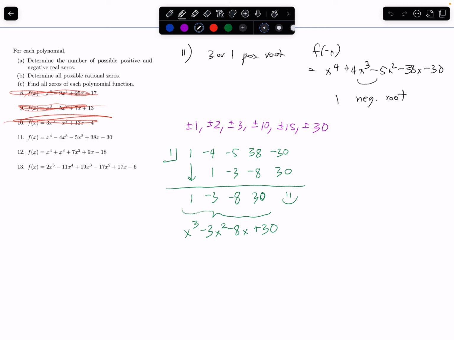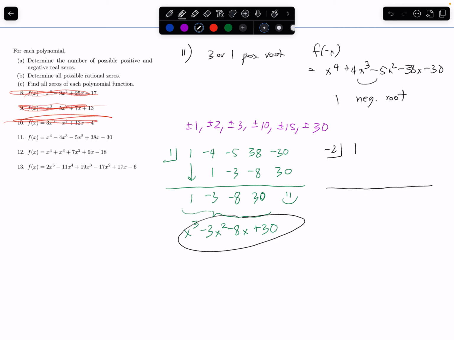Let me just by inspection look if 1 would work. 1 does not look like it would work this time. So let's try 2. No, let's look for a negative 1 because I know there's at least 1 negative root, right? So let's try negative 1. By inspection it doesn't look like it's going to work. Let's try negative 2.